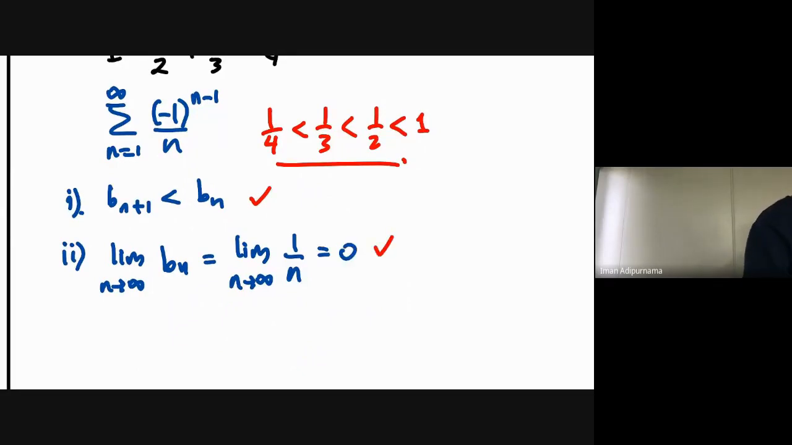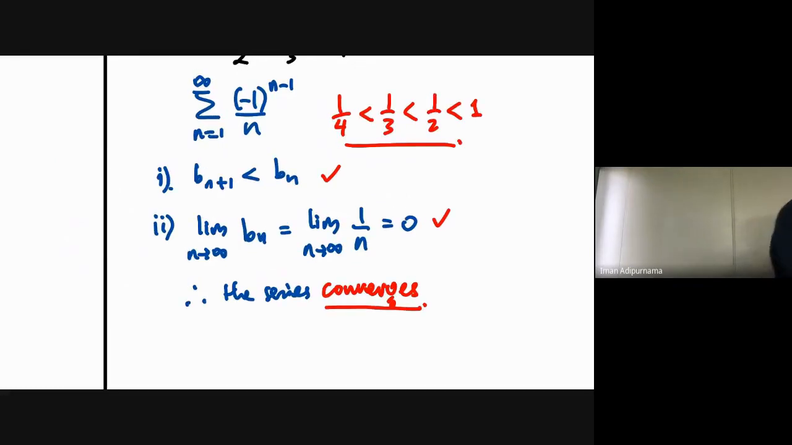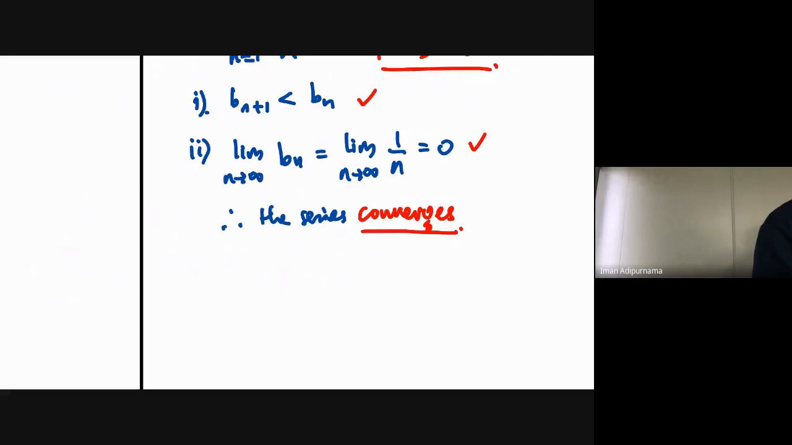Okay. So conclusions, the series converges. Okay. It's not too complicated as long as you can prove that the next term is less than the previous. Okay. And another example.